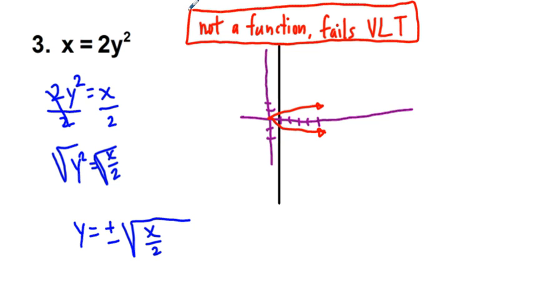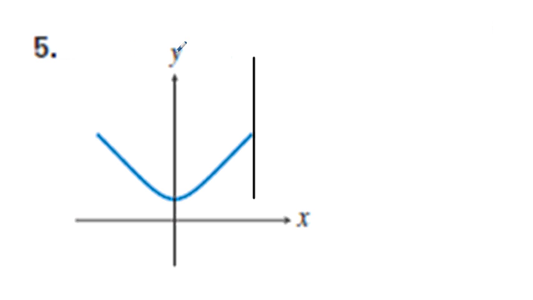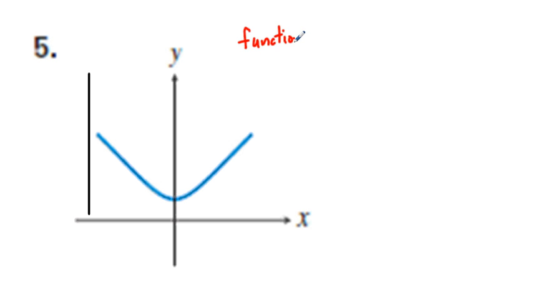Okay, next we go on to problem number 5. Exercises 5 through 8 use the vertical line test to determine whether a curve is graphically a function. Here we have this curve, which is right here in blue, and I made this black vertical line. We see that no matter where we go with this black vertical line, it only touches once. So we say, yes, function, okay, passes vertical line test.